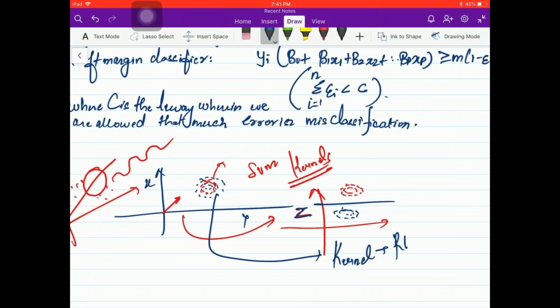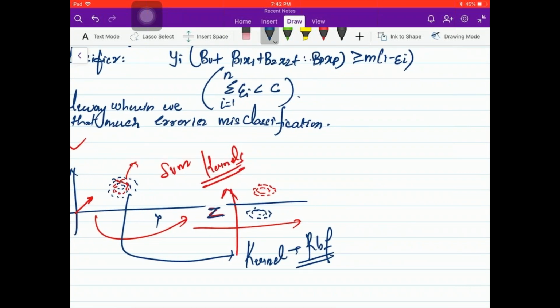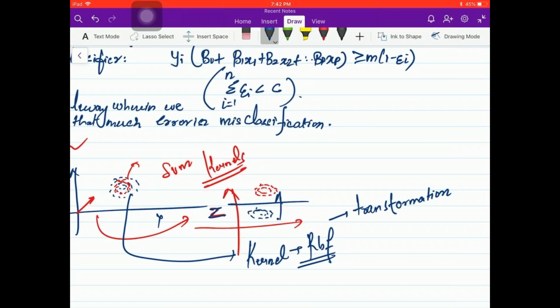There's something called an RBF kernel. Don't go into too much mathematics about what an RBF kernel is. Just understand that this is a kind of transformation you do to the data, adding a different axis so that the resultant data can be separated well. Do you understand this? I'll pause here.